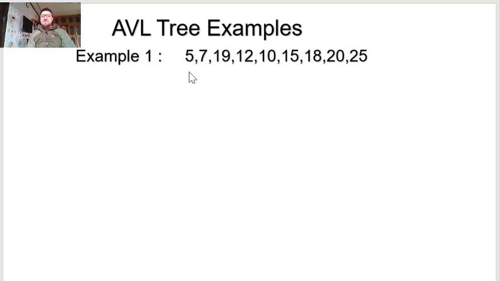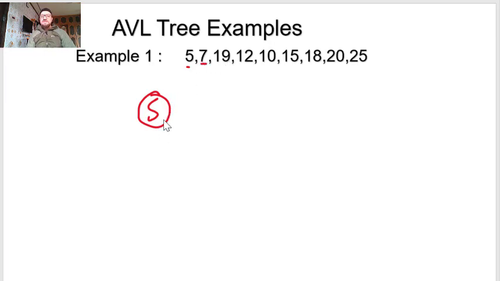Okay, like we got this 5, 7, 19, 12, and so on. So first we have the 5. We put the 5 here. Every time we put in a node, we check its balancing factor, and balancing factor is what? Left subtree minus right subtree. It has left subtree 0, right subtree 0, so balance factor is 0, so we have no issues.